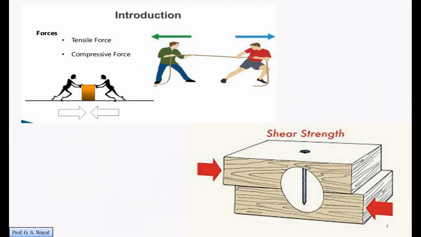Similarly, if we see this last diagram, the third one, in this diagram we can see two blocks are connected by one bolt. Okay, and if you push the top block towards the right and the bottom block towards the left, some shearing action will be there. Okay, so here at this point some action will be there, and that action is called the shearing action. Okay, so at that point this particular bolt is subjected to shearing action. Okay, so these are the examples of tensile force, compressive force and shear force.